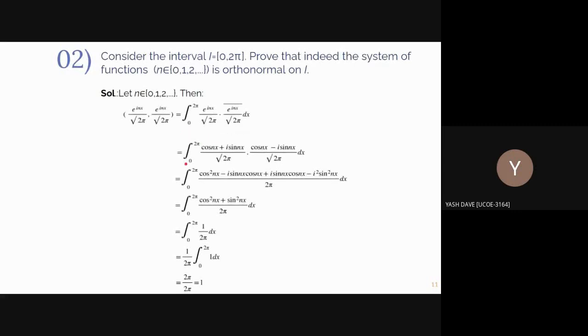We all know that e raised to i theta is equal to cos theta plus i sin theta. And here theta is equal to nx.